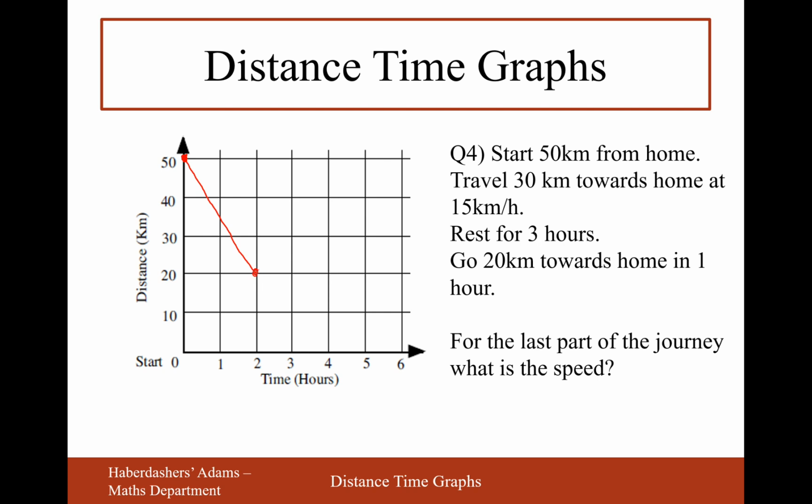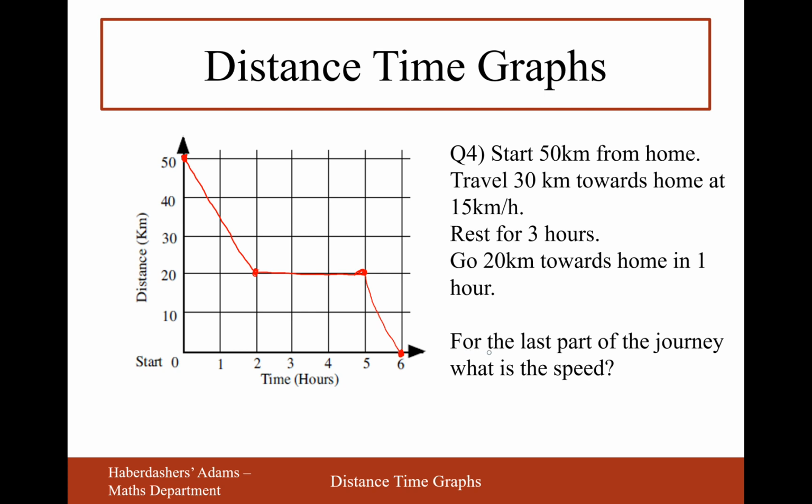Then we rest for 3 hours, 1, 2, 3 hours rest, and then go 20 kilometers towards home in 1 hour. Now this is distance from home, so we've got to come back down 20 kilometers in 1 hour. So this is the graph for question 4.